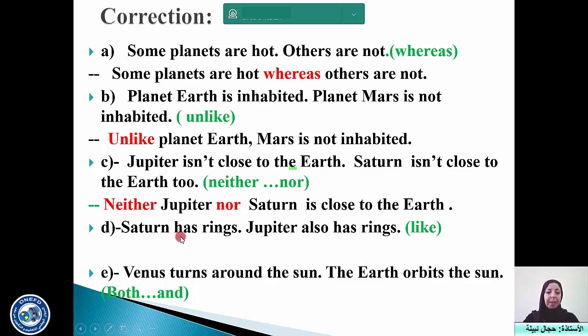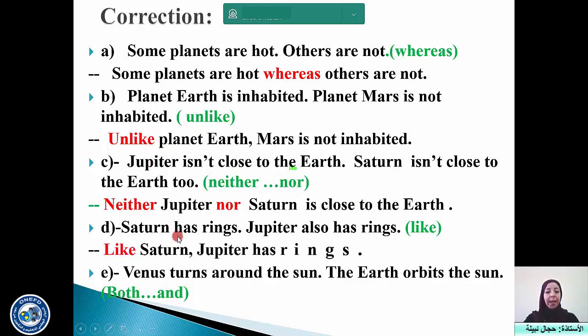Next sentence. Saturn has rings. Jupiter also has rings, with the like. This is, of course, similarity. And you can compare like with and like. You see, it's simply the opposite. So we can use it in the same way as in the previous sentence.